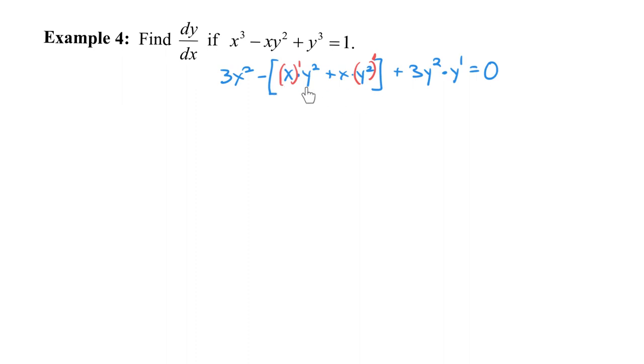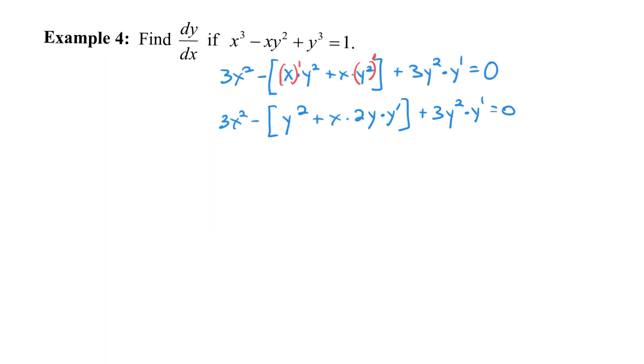Okay, so let's go through here. I'm going to finish this part up. So you get 3x squared minus, okay, x prime is just 1, so that's just 1 times y squared. Now, y squared prime is going to be 2 times y prime, right? Power rule says 2 times y to the 1, but then this y is not plain old x, so we need to multiply by y prime. Then we've got plus 3y squared times y prime equals 0.